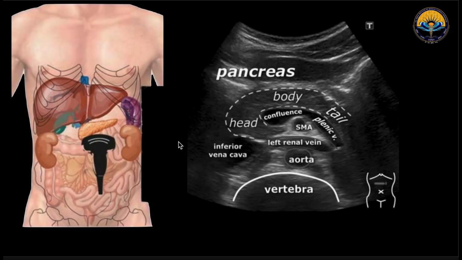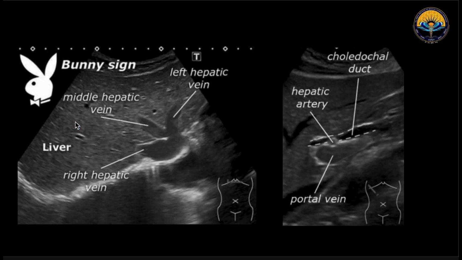Then if we look at the liver a little more properly, this is the inferior vena cava, like we started. Here we will see the inferior vena cava when we put the probe over the pancreas. If we come to that point, we will see a division giving the left hepatic vein, middle hepatic vein, and right hepatic vein, and this is known as the bunny sign.